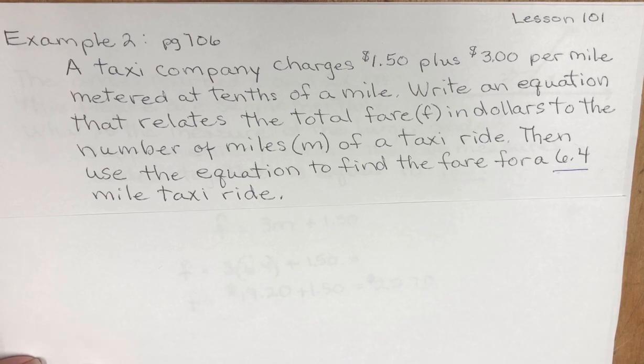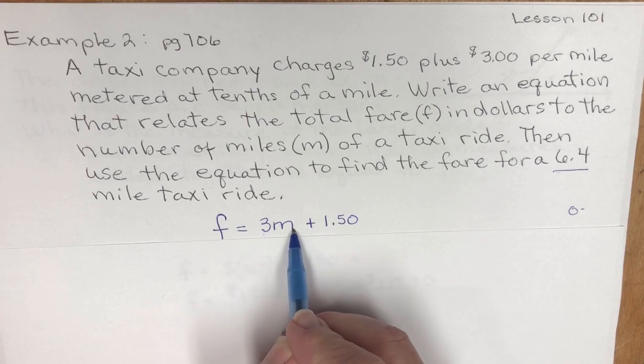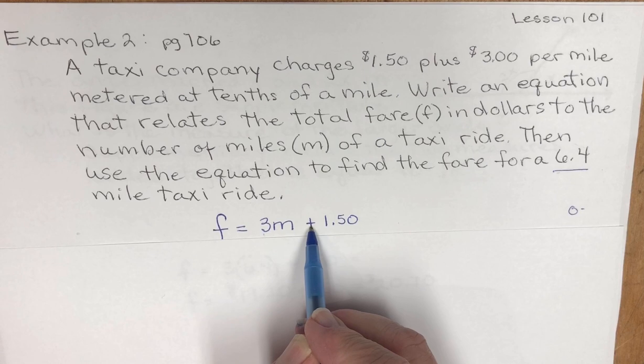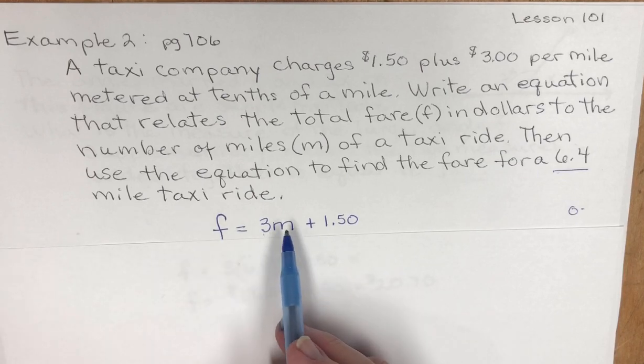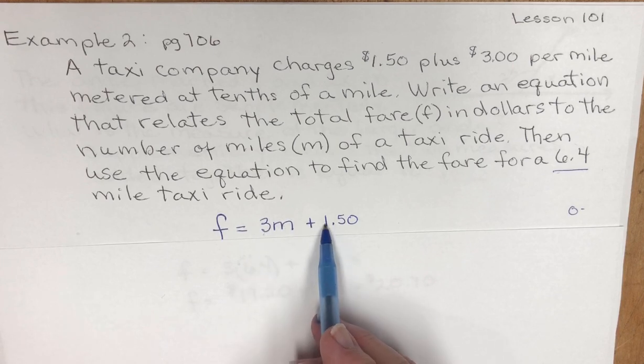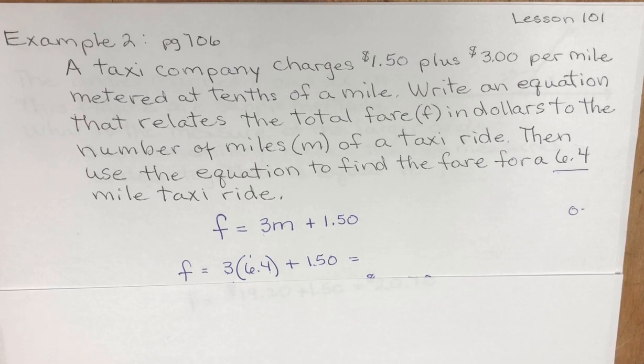So to start this out, we're going to say the fare is equal to $3 times the number of miles, plus each ride also is charged $1.50. So if I were to ride no miles but just get in the car, it would cost me $1.50. If I would ride 1 mile, it would be $3 times 1 mile, which would be $3 plus the $1.50, which would make it $4.50 for the ride. So now they've asked us to put in the information for a 6.4 mile taxi ride.